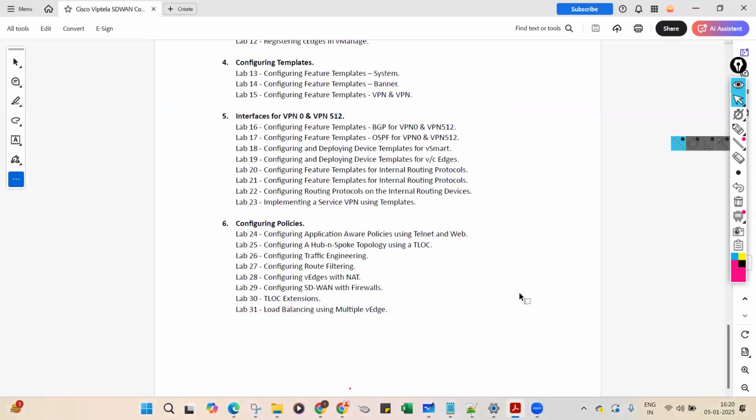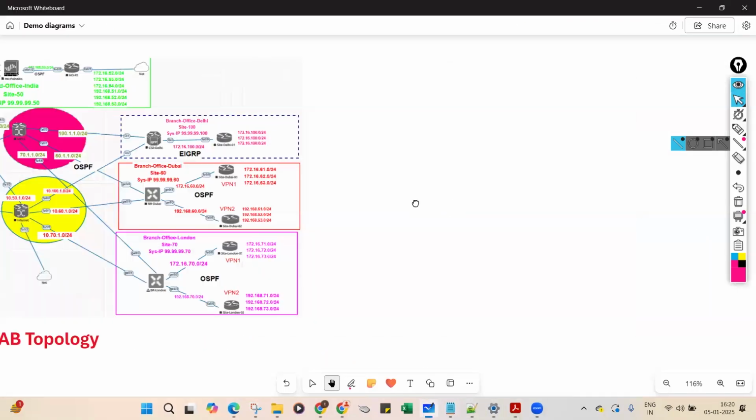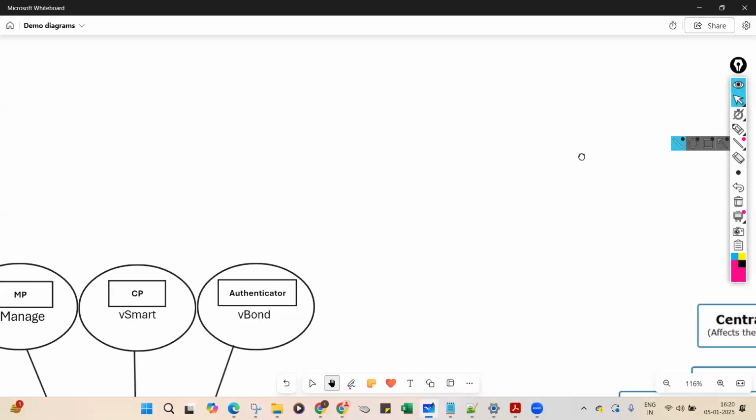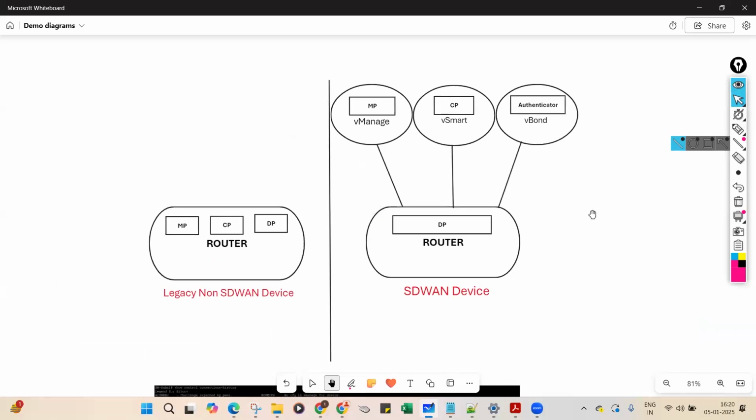Let's start the demo lecture for today. In today's demo lecture, we will be discussing the difference between the legacy non-SD-WAN device and the SD-WAN devices and the control plane connections.